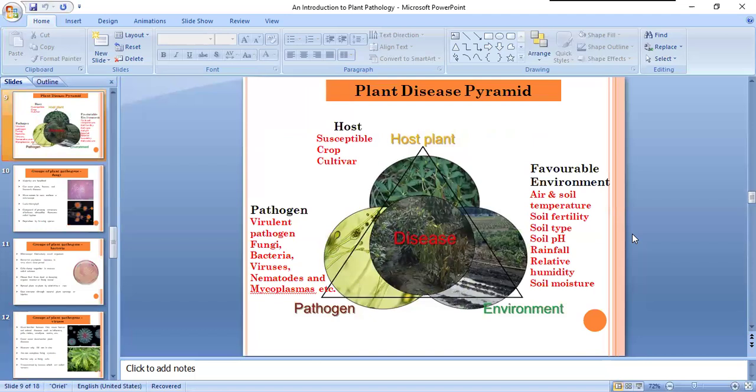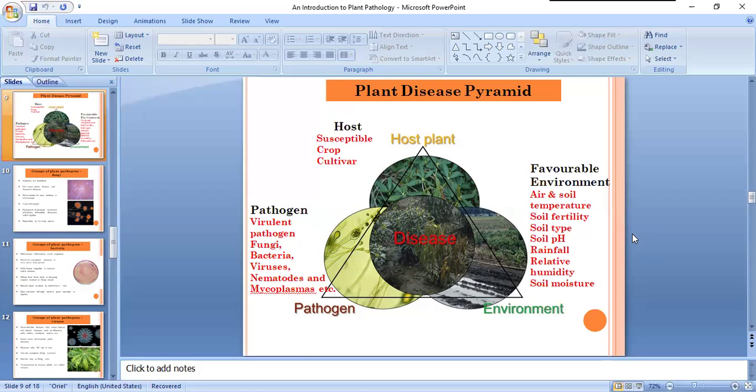These three factors are very important. If these three factors come together, then and only then does disease development happen. Which are these factors? The first is the host plant. If the plant is not there, then how or where can the pathogen cause disease? So the very important factor is the host plant.